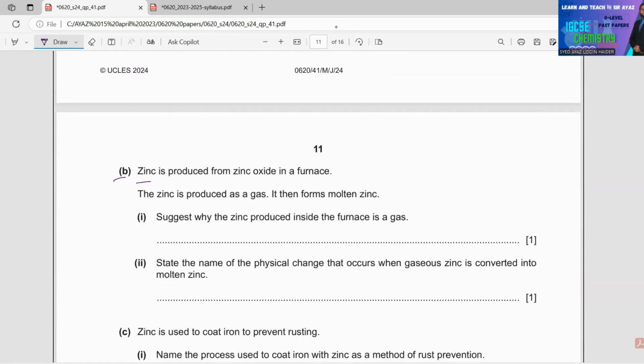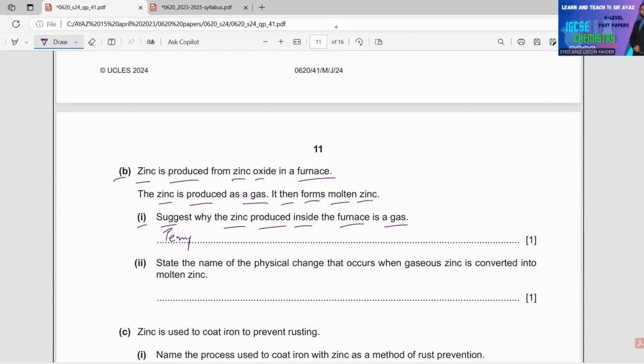Part B, zinc is produced from zinc oxide in a furnace. The zinc is produced as a gas. It then forms molten zinc. Number one, suggest why the zinc produced inside the furnace is a gas. So it must be the temperature. The temperature must be above the boiling point of zinc.